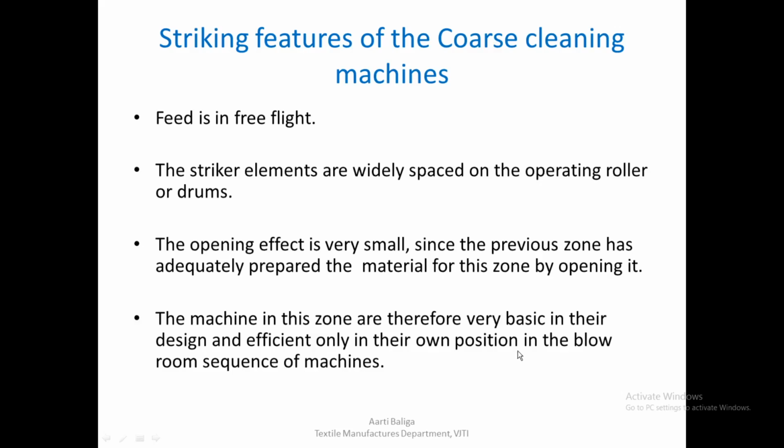As we have already discussed, each machine is constructed in such a way that it is effective and efficient only in its own position in the blow room sequence. For example, in the coarse cleaning section, the striker elements will be widely spaced. If this is the construction feature of the machine in this zone, then one cannot switch its place with any other machine in zone 4 or 5, and so on. It has to be placed exactly in the zone for which it is constructed. So one cannot change the position.